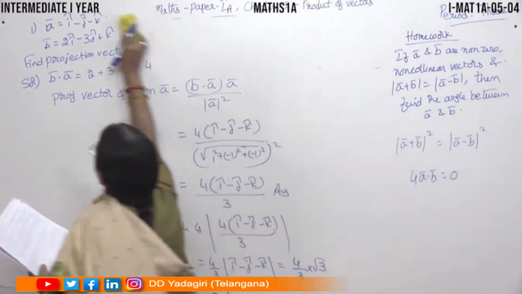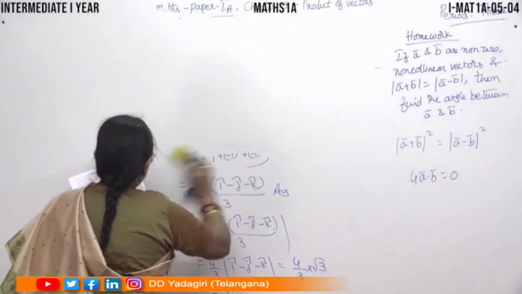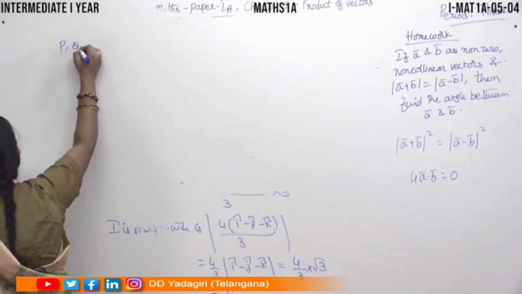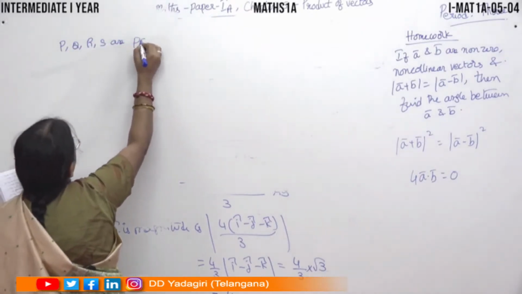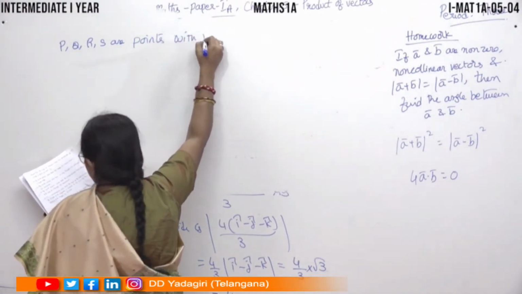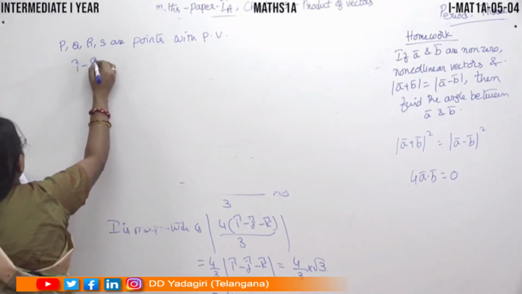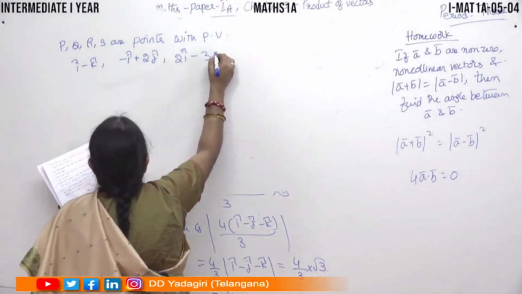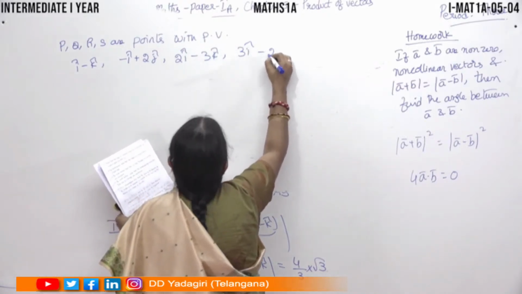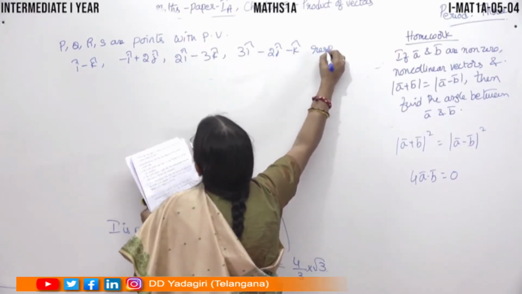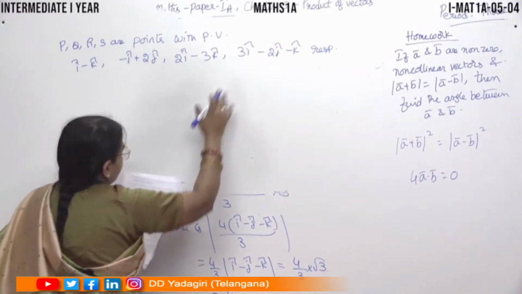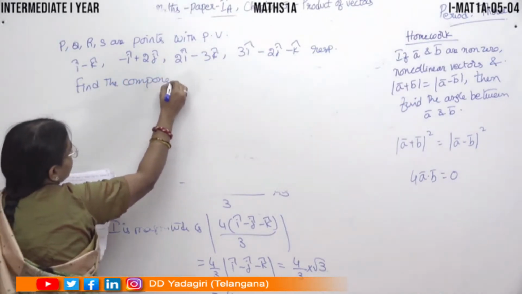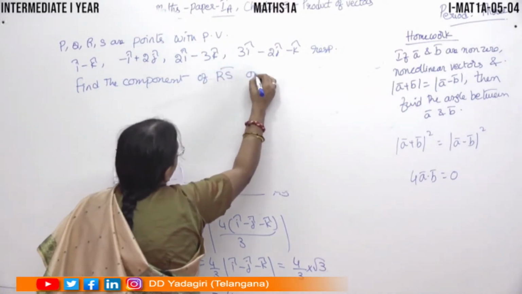Now you can take down the next problem, homework. Another problem. P, Q, R, S are 4 points, with position vectors i minus k, and then minus i plus 2j, and then 2i minus 3k, and then 3i minus 2j minus k respectively. That means P is this point, OP, OQ, OR, OS. Then find the component of RS on PQ. You can try this problem.